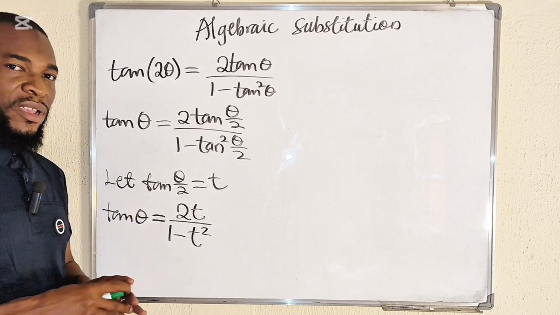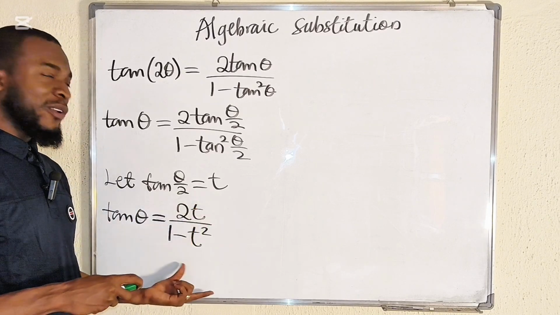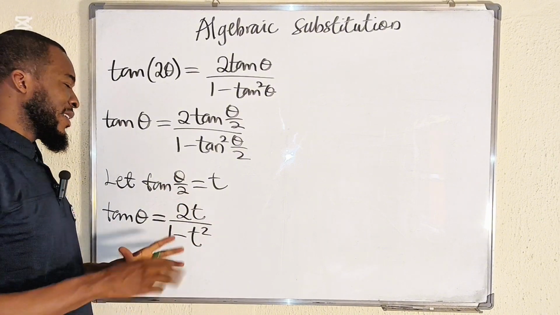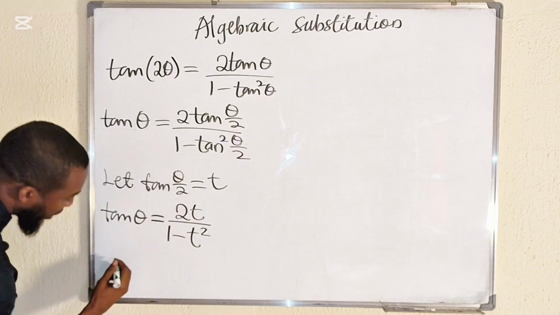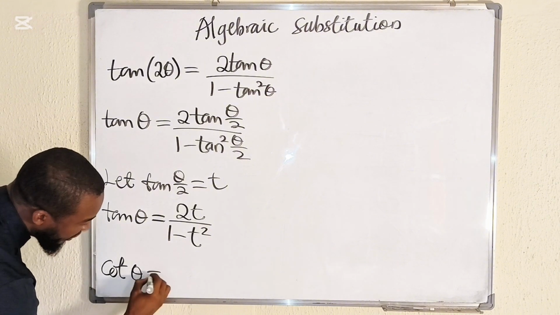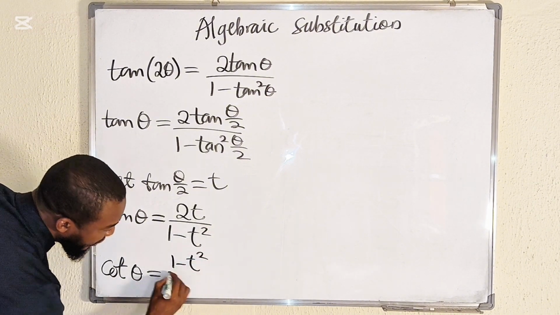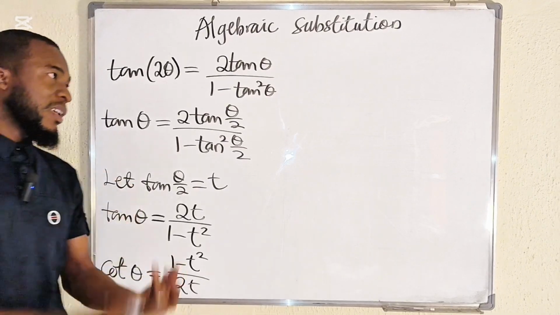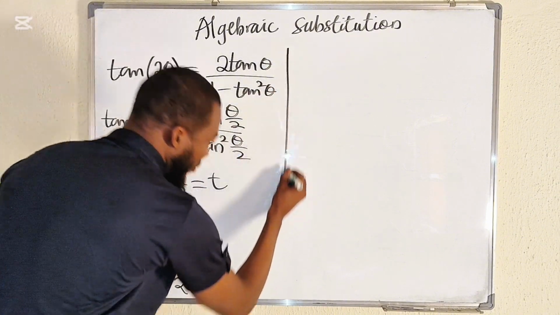Then solve the equation in terms of t, but remember in the end to back substitute the value of t to be tangent of theta divided by 2. Then you take tan inverse of both sides. Then its reciprocal, cotangent, will be equal to the reciprocal of this, which is 1 minus t squared divided by 2t. So what about sine, its reciprocal, cosine, and also its reciprocal?